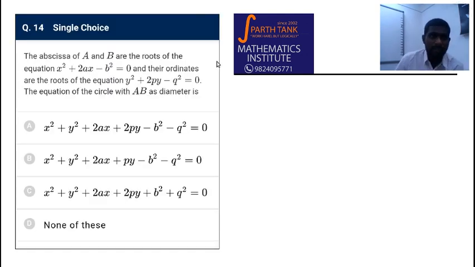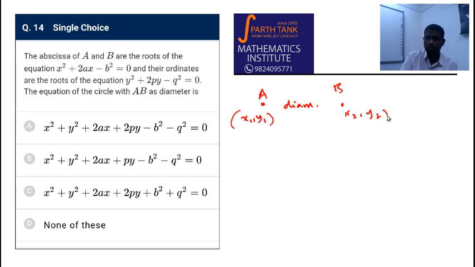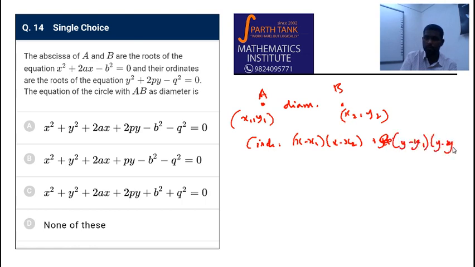Question number 14. The abscissae of A and B are the roots of the equation x squared plus 2ax minus b squared is 0, and their ordinates are the roots of the equation y squared plus 2py minus q squared is equal to 0. The equation of the circle with AB as diameter. That is, there is a circle with AB as diameter. Then this is x1, y1, this is x2, y2. Then the circle is x minus x1 into x minus x2 plus y minus y1 into y minus y2 is equal to 0. So this is the equation with which we have to work.